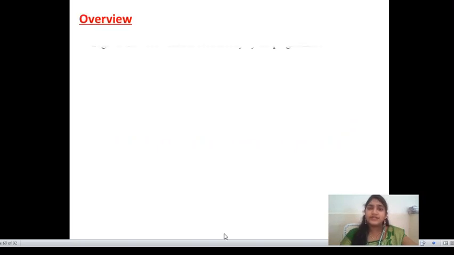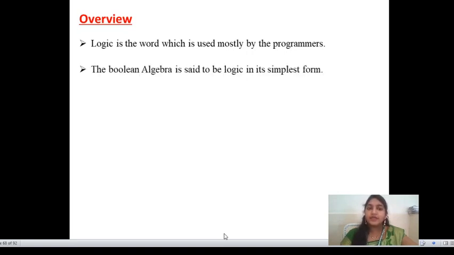Logic is a word mostly used by programmers, and logic is nothing but a condition for which an action is to be performed, or two or more actions depending on satisfying that condition, like yes or no. The Boolean algebra expression is said to be logic in its simplest form, like a less than b, or a greater than b, a equals b. If that condition is satisfied, then the action will be performed.